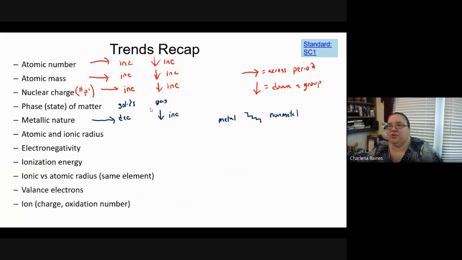The other trend that has the same pattern as metallic nature is atomic and ionic radius. And this is if we are comparing atoms that are all neutral or if we're comparing atoms that are all ions. So the reason we actually see the patterns that we see for atomic and ionic radius has to do with one of 2 things. If we're looking at down a group, the pattern that we see is due to the increase in energy levels. So we have an increase in energy levels, therefore my radius is getting larger.